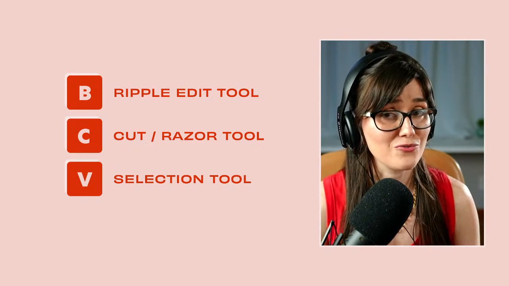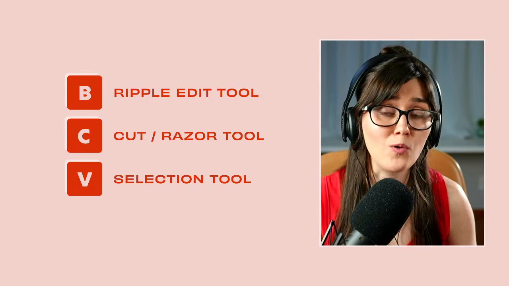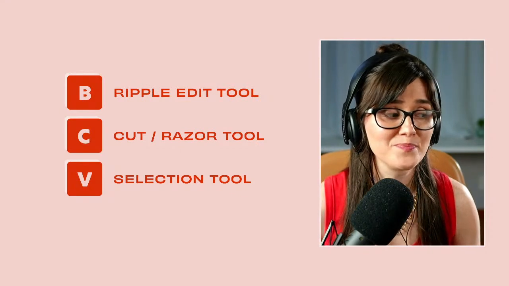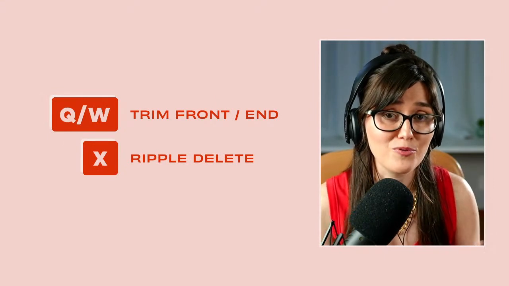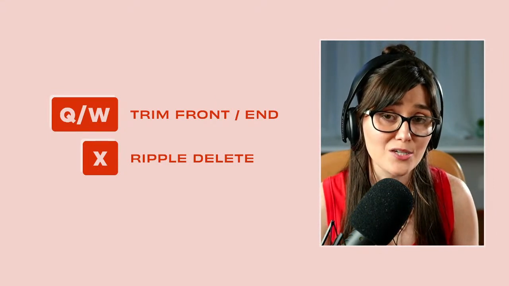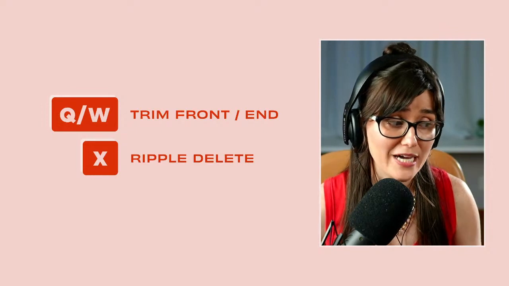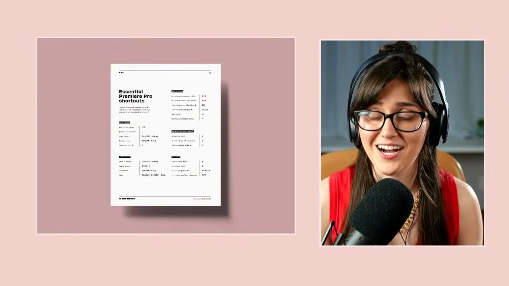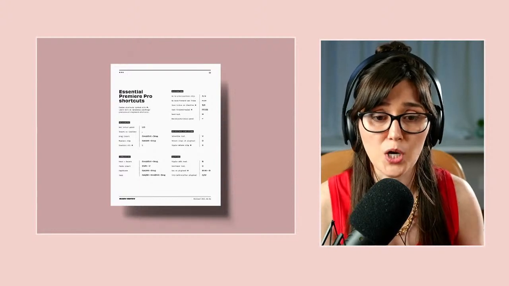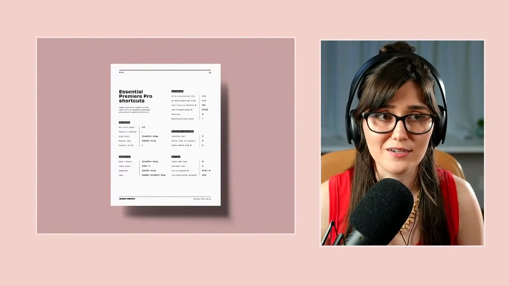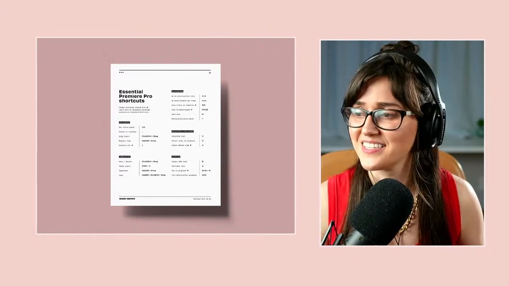C for the cut or the razor tool. V to get back to that pointy pointer selection tool. And then Q and W to trim the front and the end of a clip off before and after the playhead. And then X to ripple delete a clip with no gaps, okay? And again, I've got that shortcut cheat sheet. It's got everything that I just mentioned and then a few more if you're interested, because I know it can be a lot.